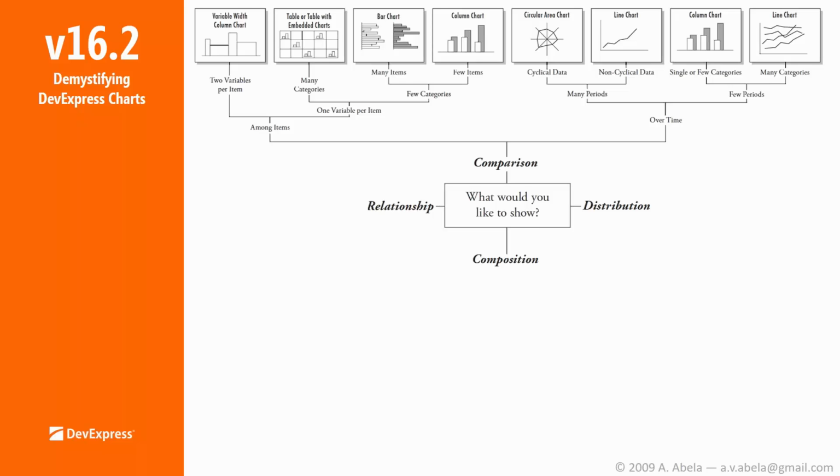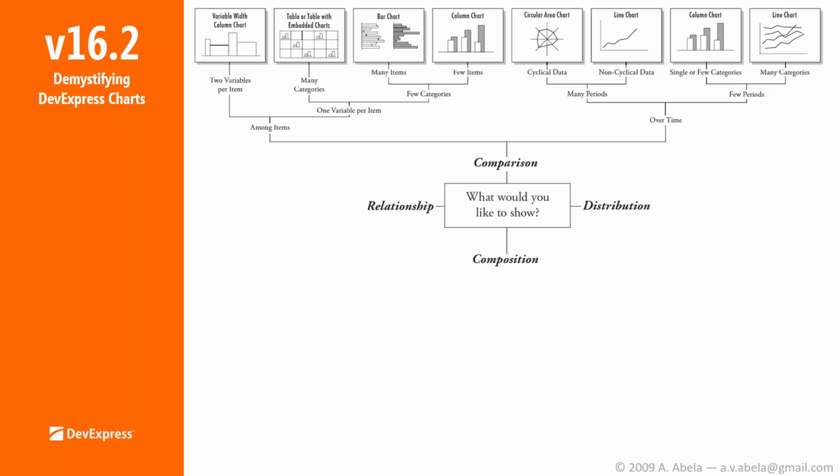You can see from this breakdown, you may want to compare items against items, and it may be over time. And then there's a consideration of quantities. So we can see if it was among items, we then can ask, is it 2 variables per item or 1 variable per item? If it's 1, is it broken down into many categories or few categories? And by following that trend, you can say, well, okay, if it's 1 variable, few categories, and many items, then a bar chart may be suitable versus a column chart for few items.